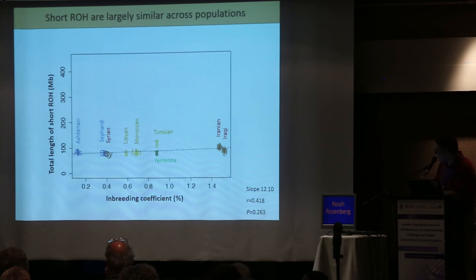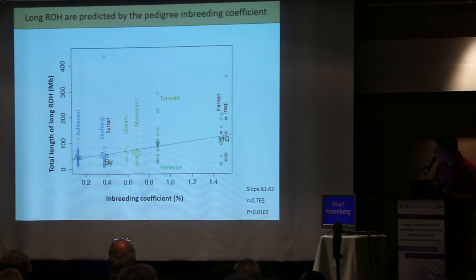Here's inbreeding coefficients on the x-axis. Total length of short runs of homozygosity is relatively constant with the inbreeding coefficient, not substantially affected by level of consanguinity in the population. Here are the nine populations. Each individual is plotted, and then there's a letter symbol for the population average. Now, compare the shorter runs of homozygosity to the long runs of homozygosity. And we see in the long runs of homozygosity quite a significant effect of the inbreeding coefficient on the overall length of genome that sits in long runs of homozygosity in these populations, with the highest values in the Iranian and Iraqi populations, and a very high correlation coefficient and statistically significant. So the long runs of homozygosity are very much predicted by the pedigree inbreeding coefficient measured in 1955 to 1957.